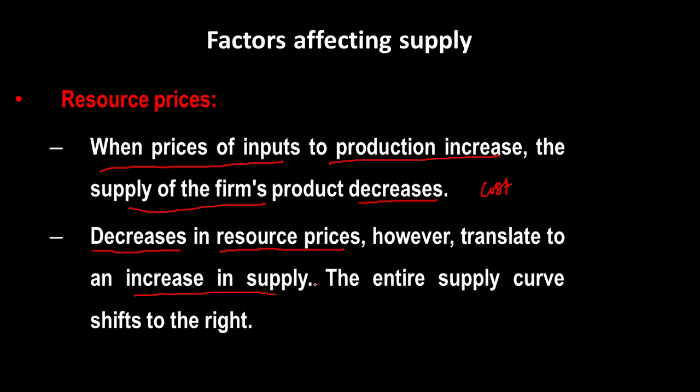Obviously, now it becomes cheaper to produce and supply in the market. So when resource prices decline, the entire supply curve shifts to the right. Now the firm can sell or supply the product even at a lower price. So there will be a rightward shift in the supply curve with the decline in resource price. Whereas with the increase in resource price, there will be leftward shift in the supply curve.